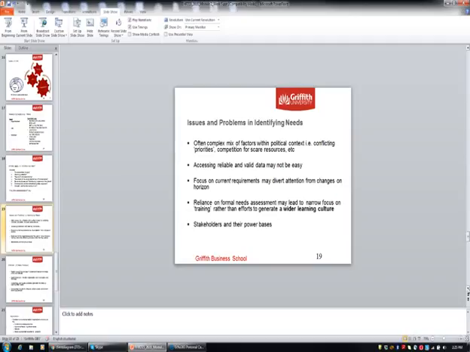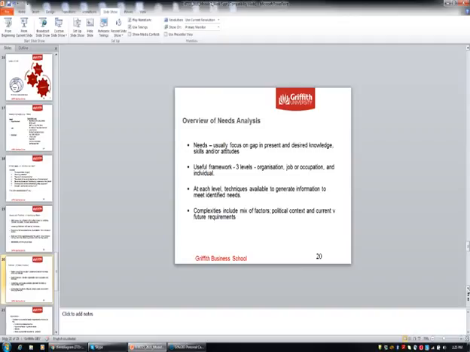And also another problem can be this idea of stakeholders and power bases. So some people, some groups can be more powerful in their lobbying. So that's an issue. You need to see past that and try and get to the bottom of the real problem.